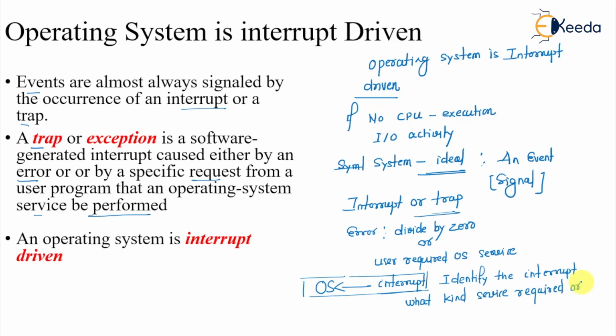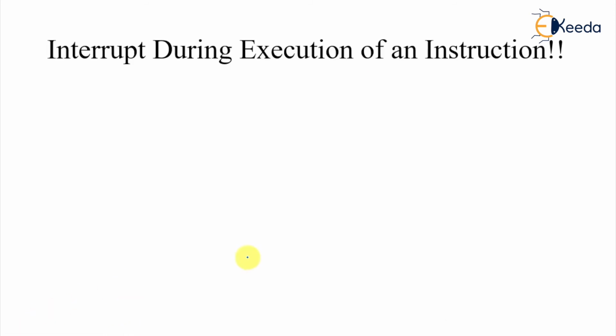Or, if it is a case of input and output, identifying which device raised the interrupt. This identification is very important. Sometimes this identification leads to a category of interrupt which is called a vectored interrupt. So if the OS remains idle, it will identify what service is required.